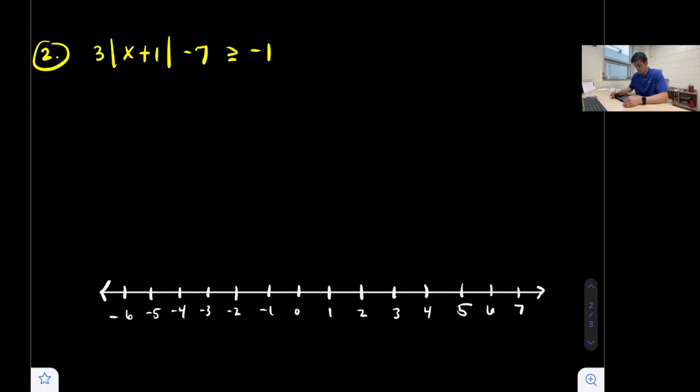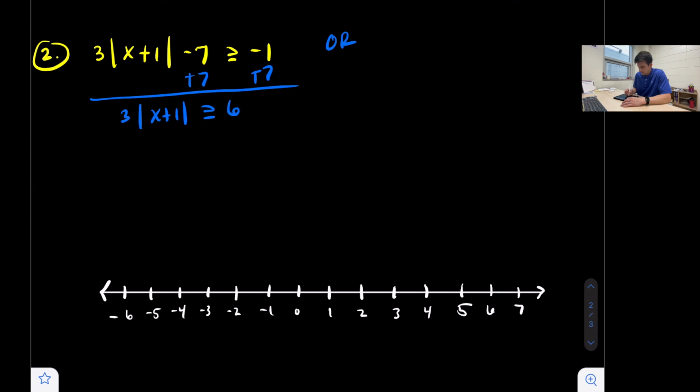And number 2, we have 3 times the absolute value of x plus 1, minus 7, is greater than or equal to negative 1. So this greater than or equal, we're going to think greater than or, right? Less than and, greater than or, okay? We have two things happening to our absolute value that we need to undo. So let's add 7 to both sides. 3 times the absolute value of x plus 1 is greater than or equal to 6. And we'll divide both sides by 3. So we get the absolute value of x plus 1 is greater than or equal to 2.